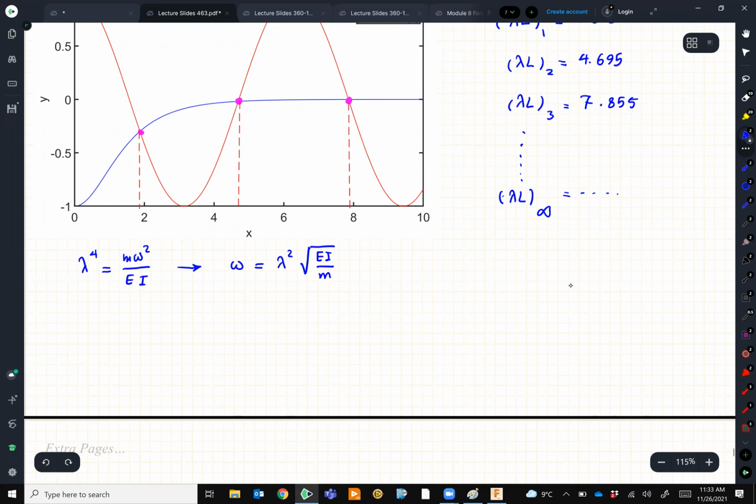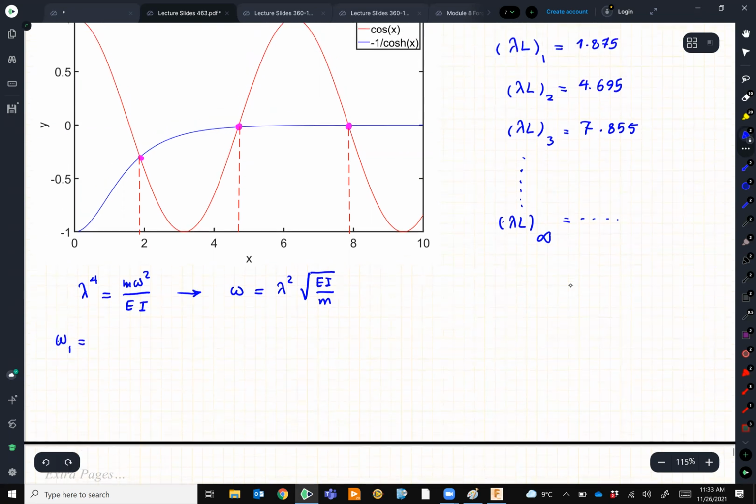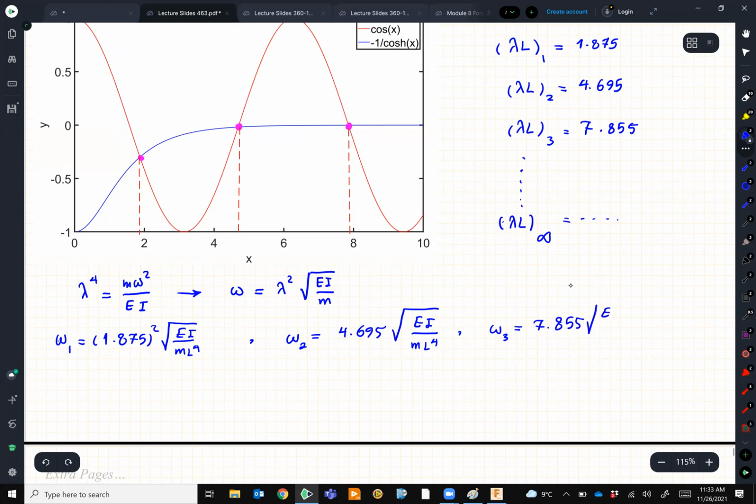So my omega 1 will be 1.875 squared times the square root of EI over ML^4. I just take L inside the square root to make it a little bit neater. Omega 2 will be 4.695 squared root of EI over ML^4. Omega 3 will be 7.855 squared root of EI over ML^4, and so on. Here are the natural frequencies of this system.